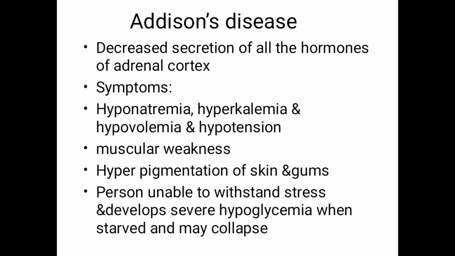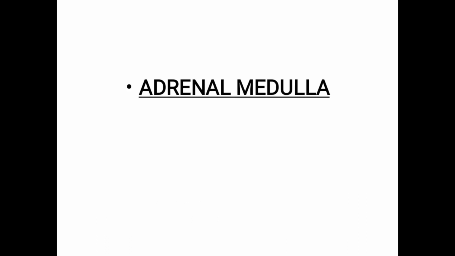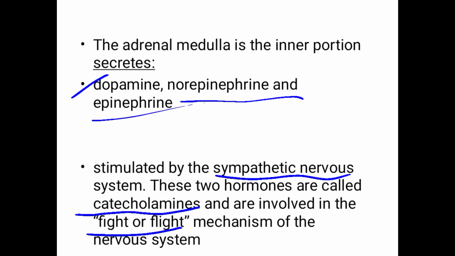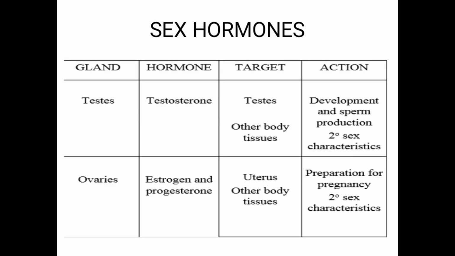So that completes cortisol. Then next is Addison disease. This is a decrease in secretion of all the hormones of the adrenal cortex. So this is not important. Next is the adrenal medulla. The adrenal medulla is the inner portion that mainly secretes neurotransmitters like dopamine, norepinephrine and epinephrine. Mainly it will stimulate the sympathetic nervous system. There are two hormones called catecholamines which have a fight or flight reaction in the body.